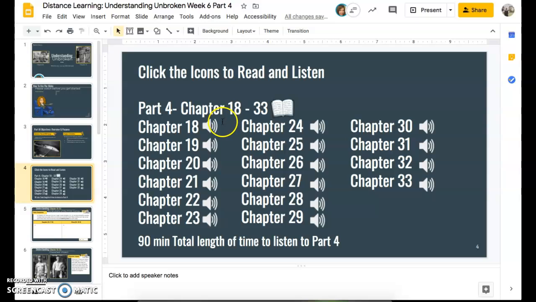So just as always, here's the page that has the links to read the book and to listen to the audio. If you click on these chapters, you will get the audio, and it takes about 90 minutes in total to listen to the entire book. So make sure, like I said, that you're thinking of time management and how you're going to do this, okay?